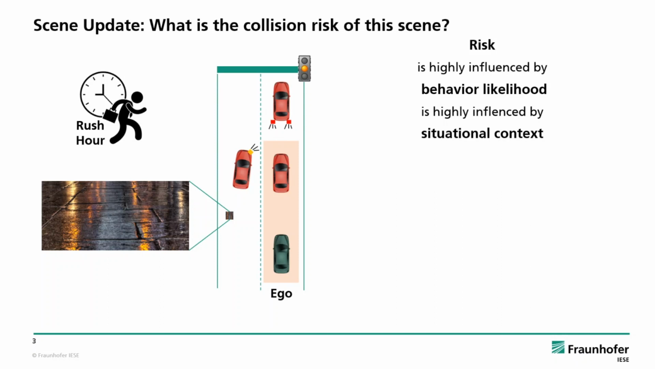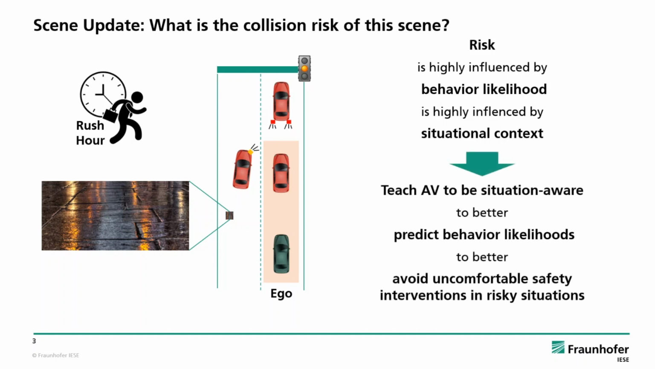And if we follow from that what we can do in order to teach our autonomous vehicle to act more human-like when it comes to risk awareness, then what we would do is teach this AV to be situation aware, to better predict behavior likelihoods, and in consequence to avoid uncomfortable safety interventions in risky situations by proactively avoiding these situations in the first place, and not waiting until they are there and then doing a full brake that might be very uncomfortable for the ego passengers. And this is what the situation-aware dynamic risk assessment approach, in short SINADRA, is about.